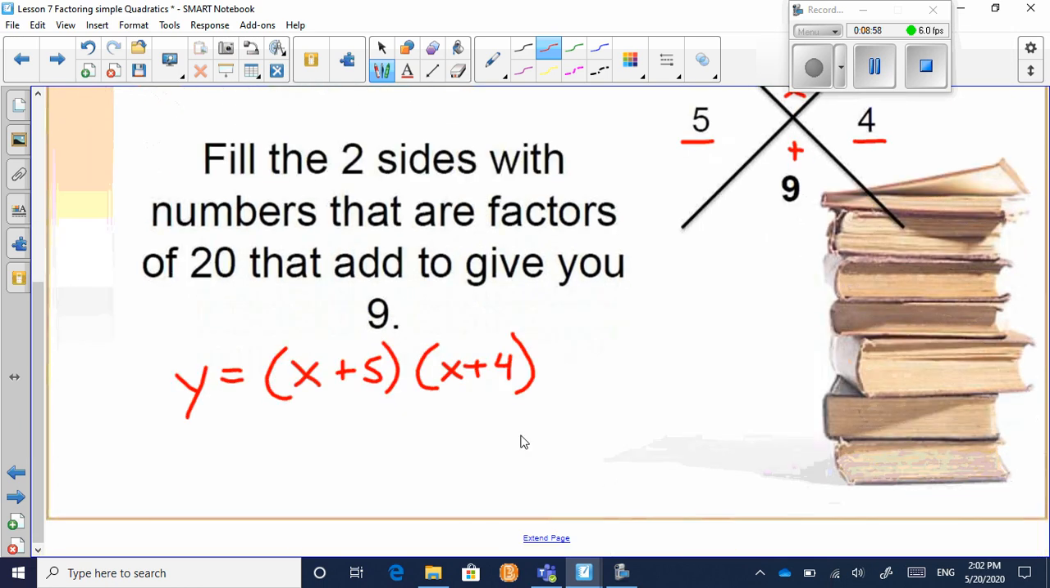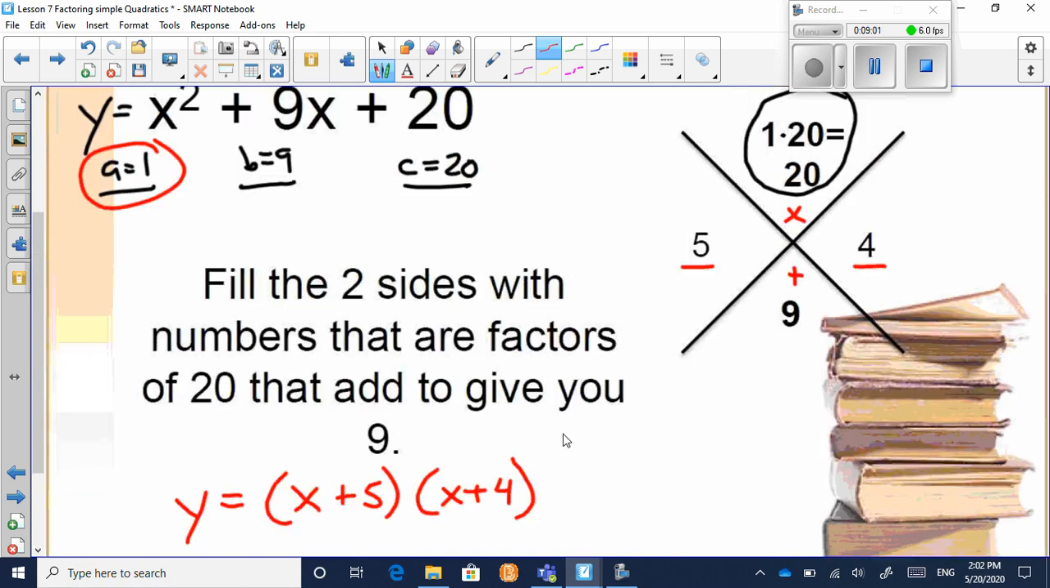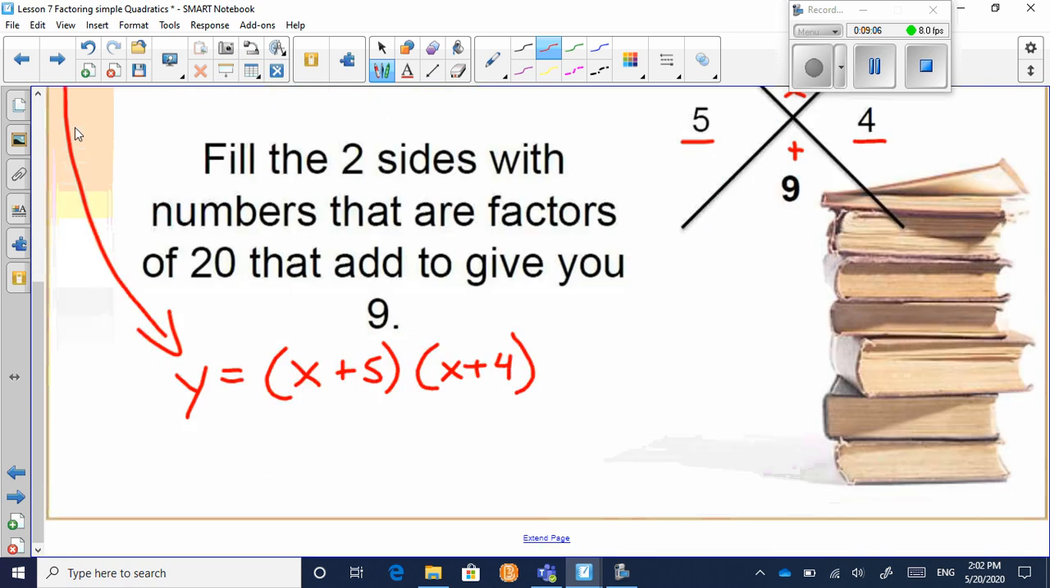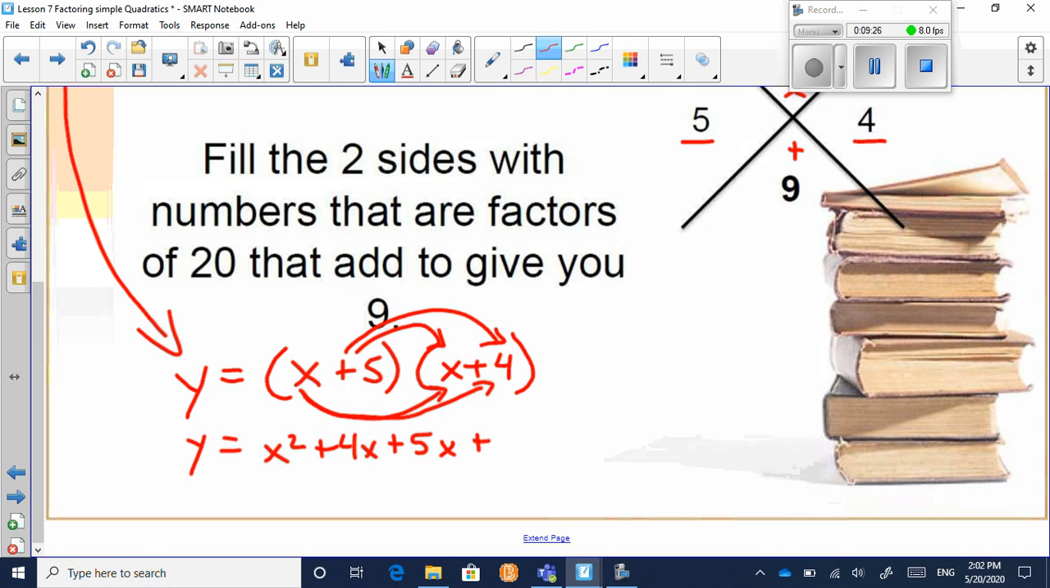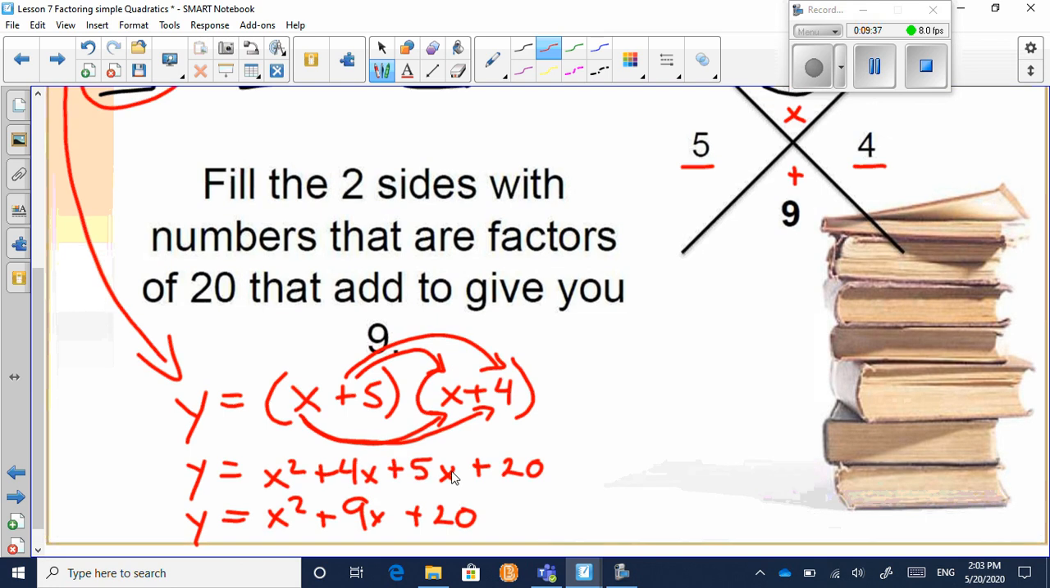And I'll just show you, just to prove to you that these two are the same. Remember that we can go back the other way by foiling it. Look at this. If I were to foil this, I'd go first: x times x is x squared. Outer, x times 4 is 4x. Inner, 5 times x is 5x. And then last, 5 times 4 is 20. And look, we have two like terms, 4x and 5x, so that's 9x plus 20. There you go. It's the same parabola.